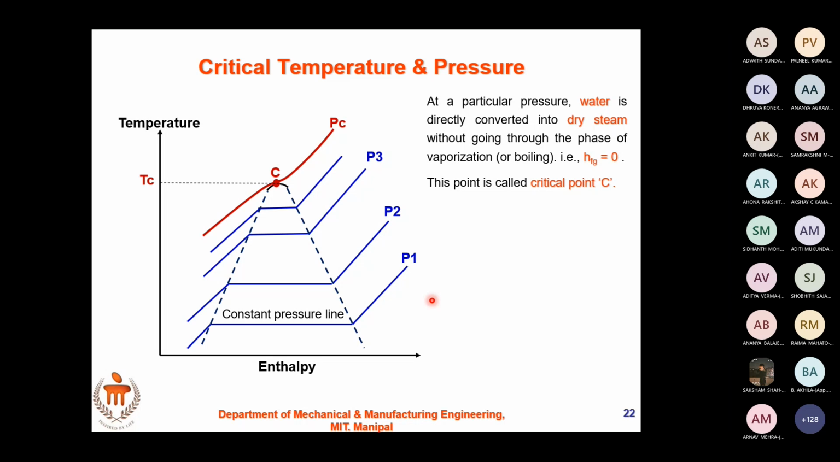So at a particular pressure, water is directly converted into dry steam without going through the evaporation or vaporization phase. This point is called the critical point. For water, the critical pressure is 221.2 bar and the critical temperature is 374.15 degrees Celsius. These values are arrived at from experiments conducted on water. Any doubts?